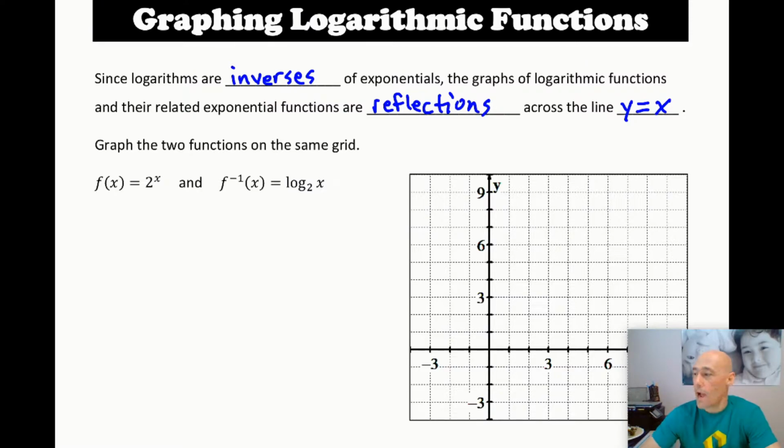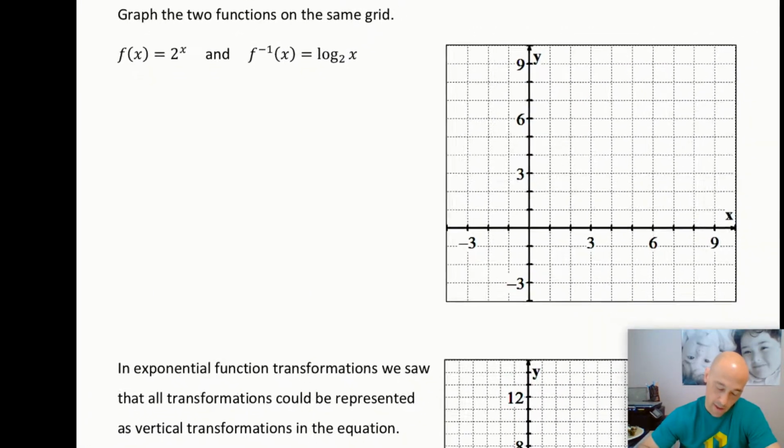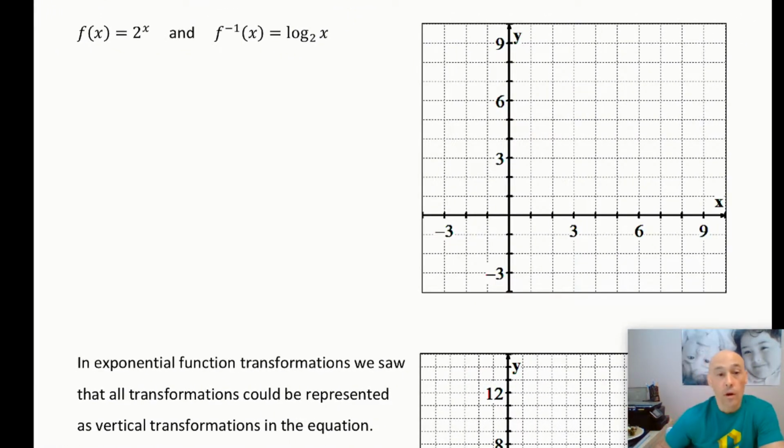So we're going to graph two functions on the same grid here. And there you can see those two functions. They are inverses of each other. One is an exponential, f of x, and one is a logarithmic function, f inverse of x. So I'm going to do the exponential in orange and the logarithmic function in green.